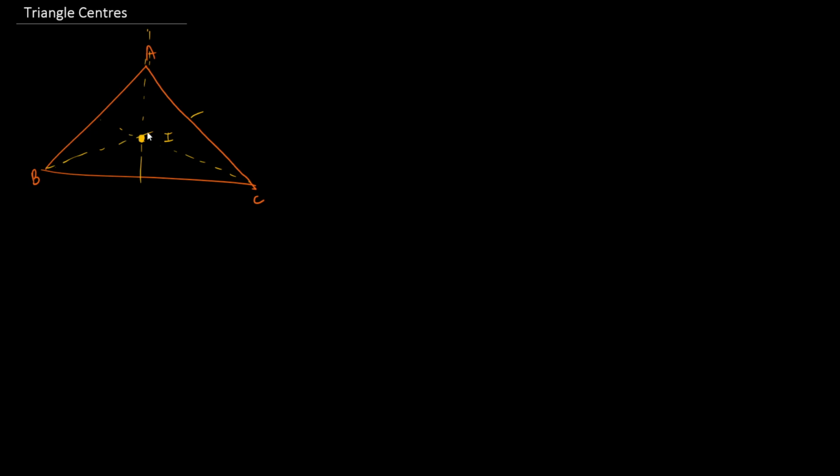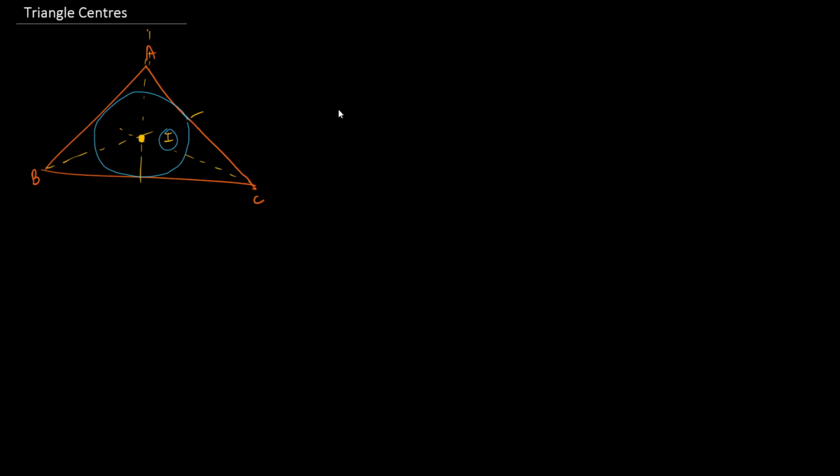Now, what we can do is, with the incenter as the center of a circle, and the radius as the perpendicular distance from the incenter to any of the sides, we can draw what's called the incircle. So that's what the incenter is. Now, how do we write the coordinates of the incenter?